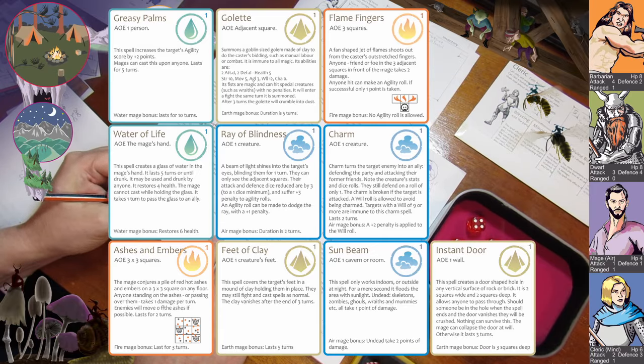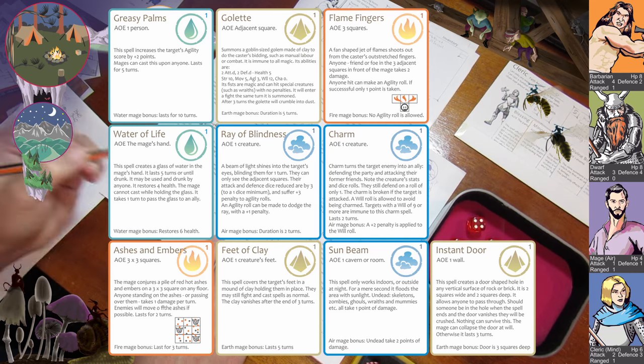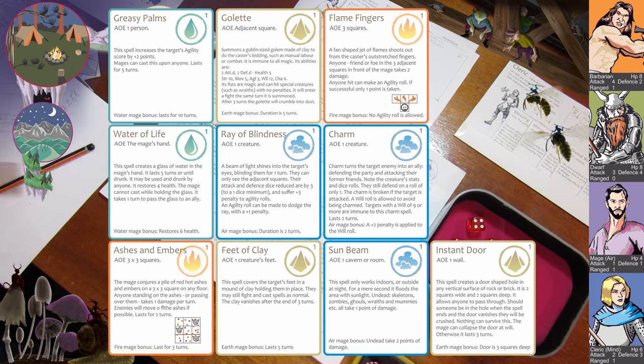I'm sure we'll find the descriptions of these spells later on in the game, but do any of them seem suitable? Greasy Palms increases someone's agility for 5 turns. That can help if you have to make an agility roll. Instant Door creates a door in any vertical wall for a very short time. That could help. Sunbeam I have as a spell. Water of Life creates a healing potion, and if you're a water mage, it becomes a better healing potion. A golette is a very small golem, and it is a very low-leveled summoned creature, but it can be handy.